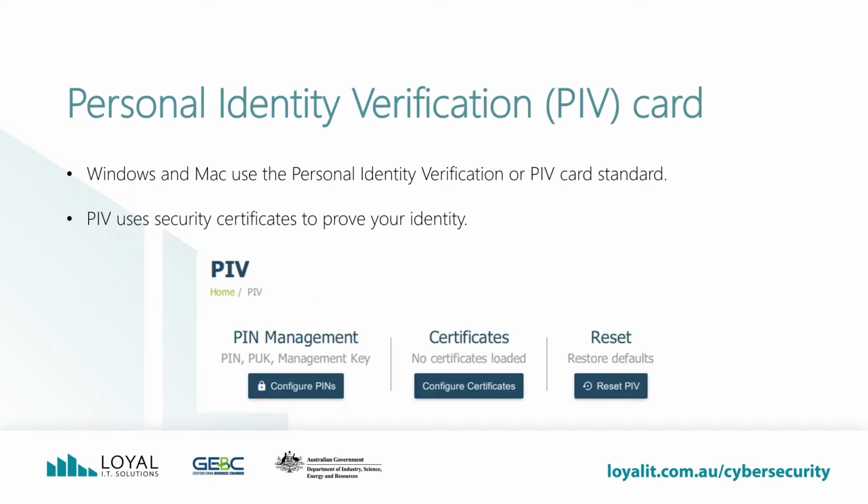Windows and Mac use the Personal Identity Verification or PIV card standard for smart card verification to log into the Windows operating system. PIV uses security certificates to prove your identity. The way certificates determine your identity is out of scope for these videos, but take my word for it, it is mathematically secure and computationally infeasible to try and guess keys. This is why they are the preferred method of identification validation.